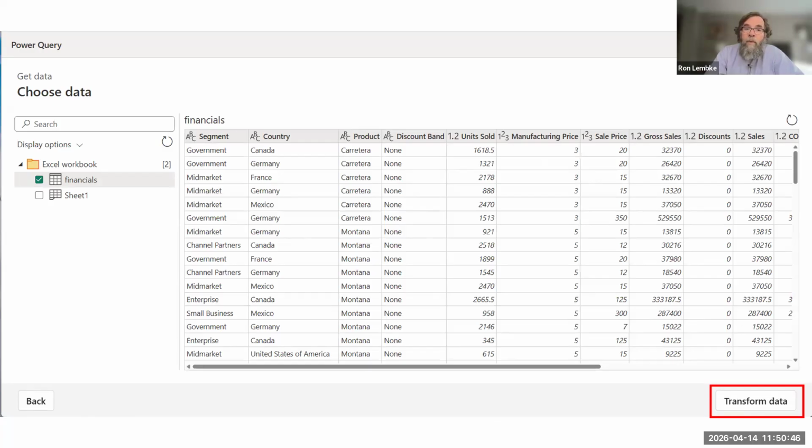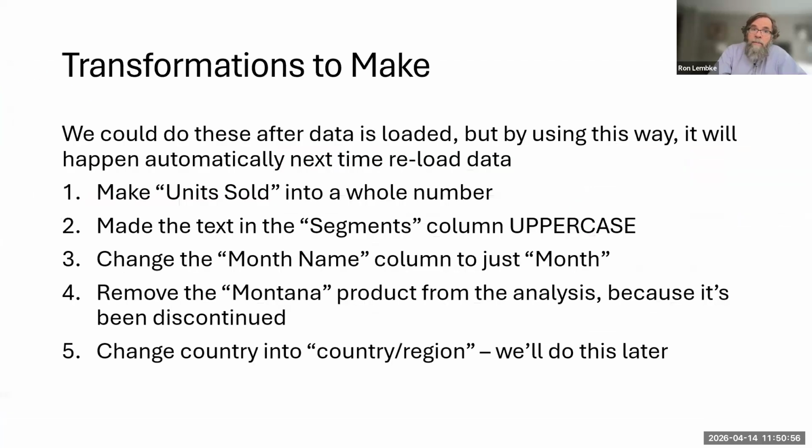Before the next thing we're going to do, we're going to make some transformations to this data. So we'll be clicking this transform data button down there on the bottom. But before we do that, I want to just walk you through the transformations that we are going to be making. The number of units sold is not a whole number. It might be like a half or something. So we're going to fix that to be a whole number.